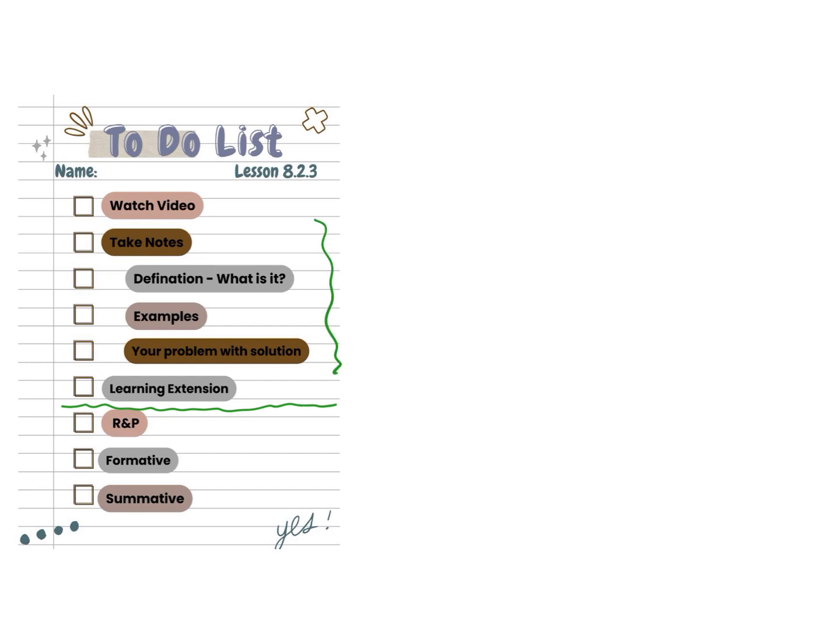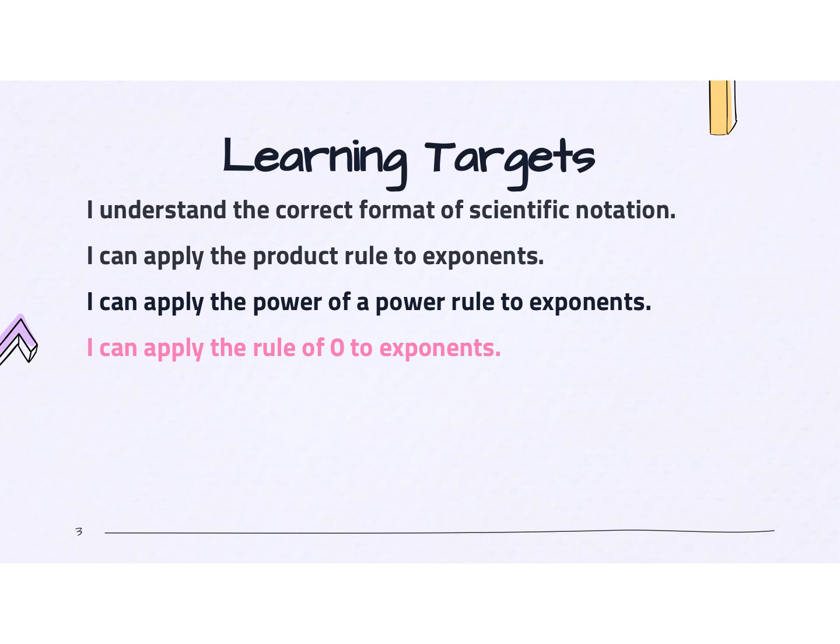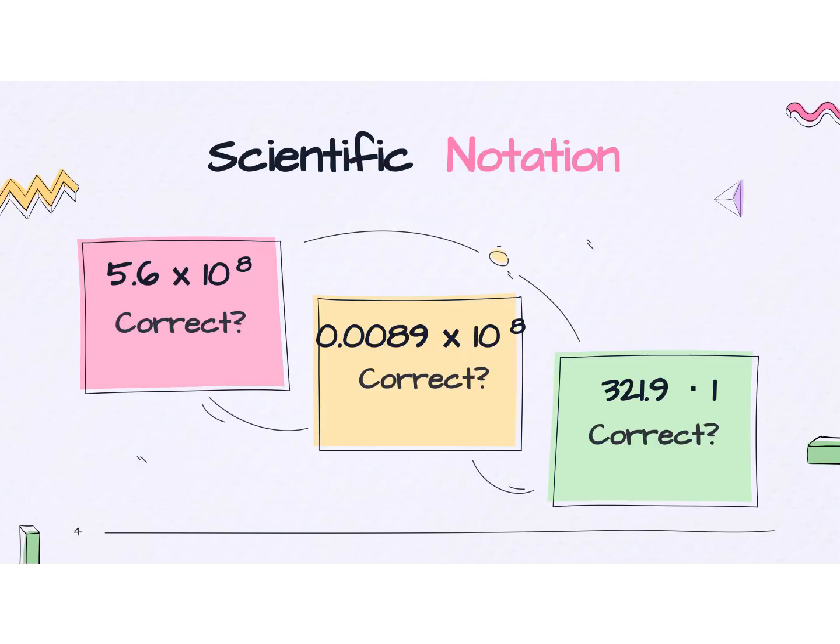All right, thank you. Our learning targets have remained the same. They are the ones in black. Our new one is that I can apply the rule of zero to exponents. Before we begin, it's important to make sure that we keep our knowledge with us as we move from section to section. So what I'd like you to do is pause the video and prove each one of these scientific notations are correct or incorrect. And then please join me when you are ready.